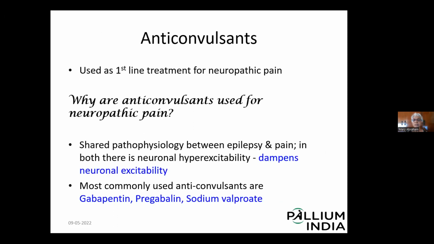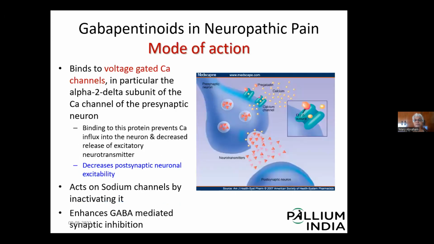So let's talk about the treatment of neuropathic pain. The first important drug class, as I told you, is the first-line treatment of neuropathic pain: anticonvulsants. Why are anticonvulsants used for neuropathic pain? Because both convulsions and pain have a shared pathophysiology. In both, there is neuronal excitability, and these anticonvulsants dampen the neuronal excitability. The commonly used drugs are gabapentin, pregabalin, and sodium valproate.